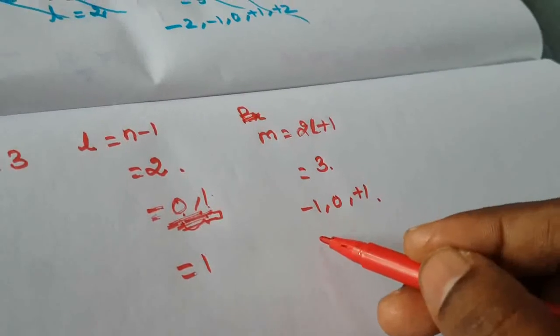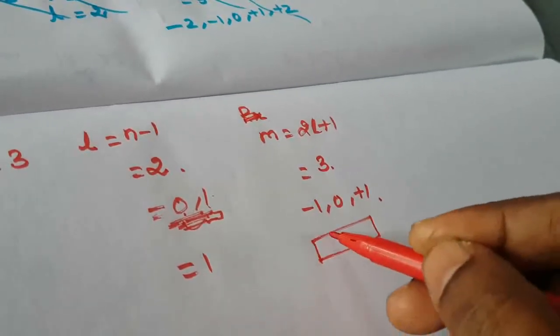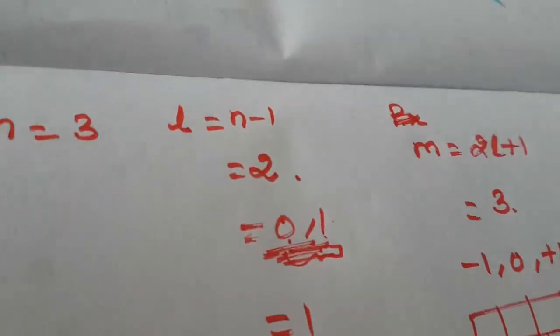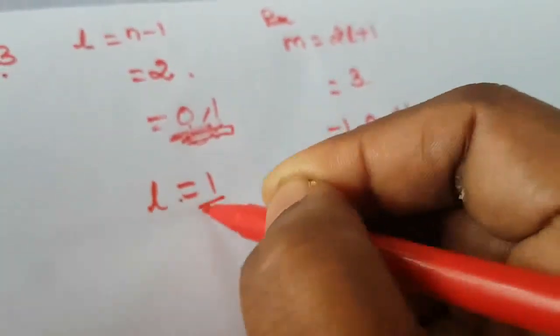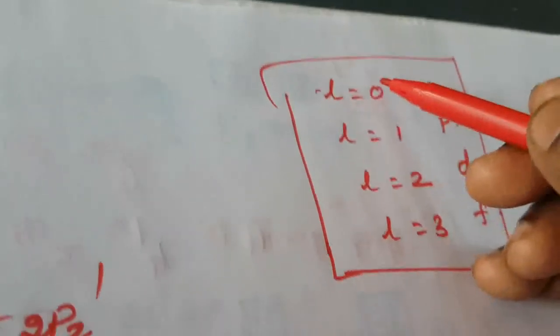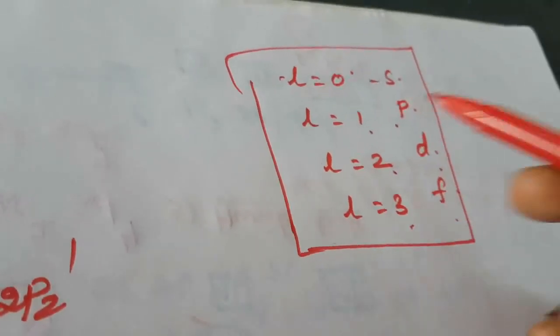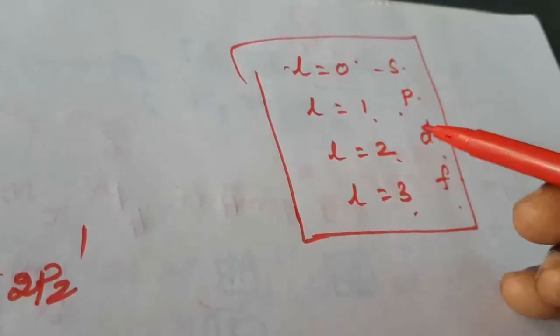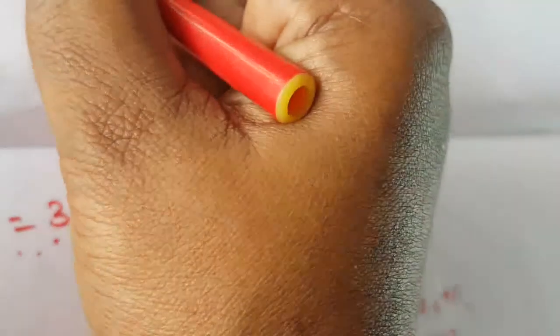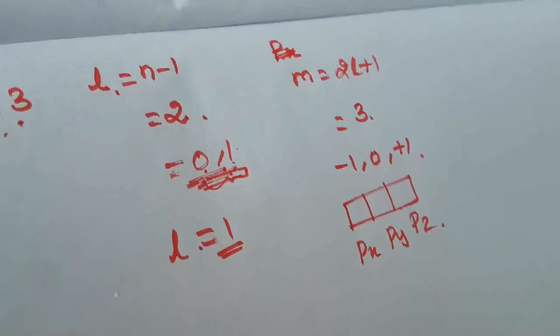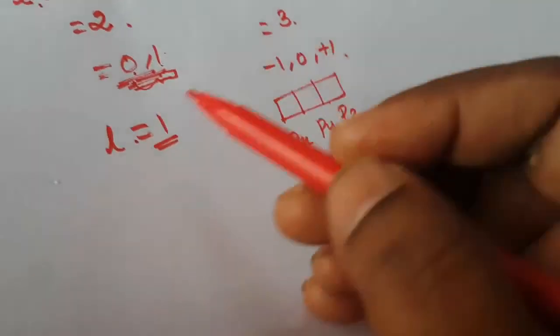So these are the 3 orientations: px, py and pz. Okay, so this is the 3px. So that is the n and l values. What is the n value? n value is equal to 3, l is equal to 1. For p orbital, remember well: s orbital is 0, p orbital is 1, d orbital is 2, f orbital is 3. Just remember that. So here n is equal to 3, and whether it is px, py or pz, for the p orbital l is equal to 1.